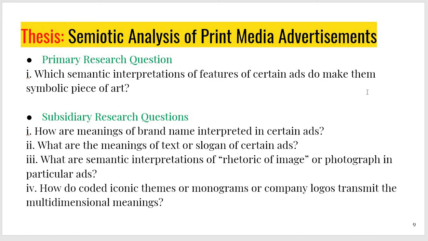Primary research question. We also write in this way that one is primary research question and 2, 3, 4, 5 are subsidiary research questions. Primary research question says, which semantic interpretations of features of certain ads do make them symbolic piece of art? Interpretations of ads is independent variable, and dependent variable is its a symbolic piece of art. So there are two variables.